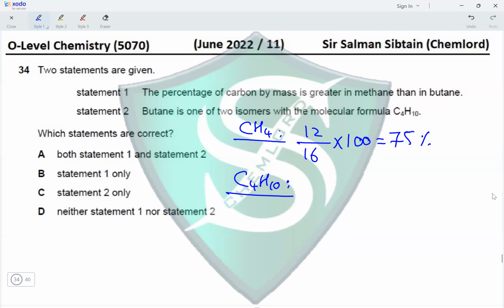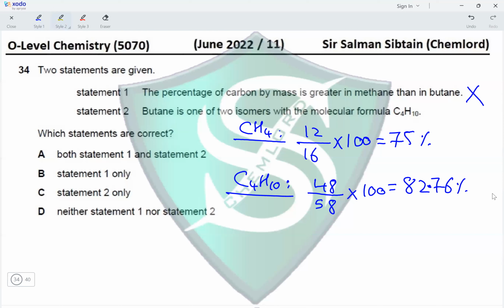C4H10. So this would give us 12 fours of 48 in the numerator plus 10 makes it 58 in the denominator into 100. This would give us 82.76% in butane. And the statement says the percentage of carbon by mass is greater in methane than in butane. So this statement becomes incorrect.